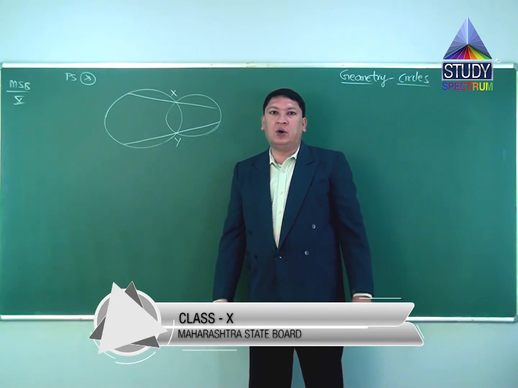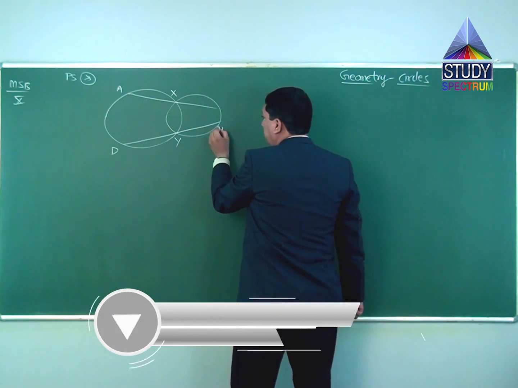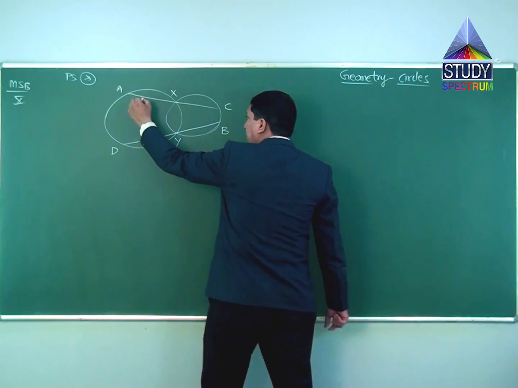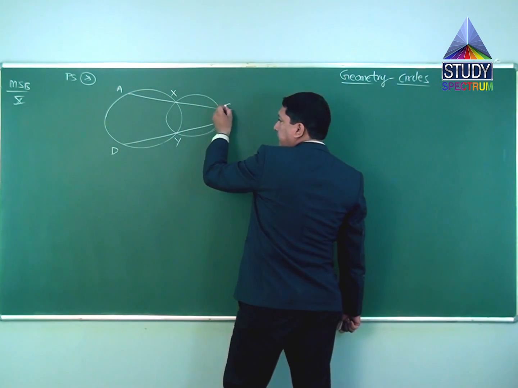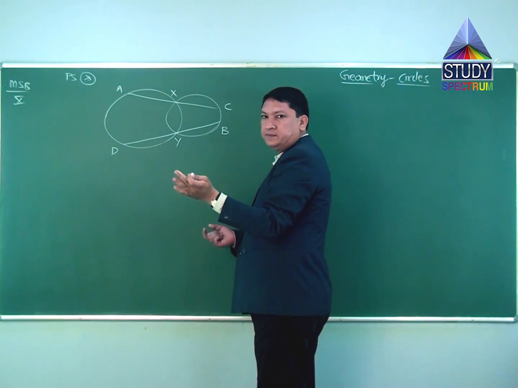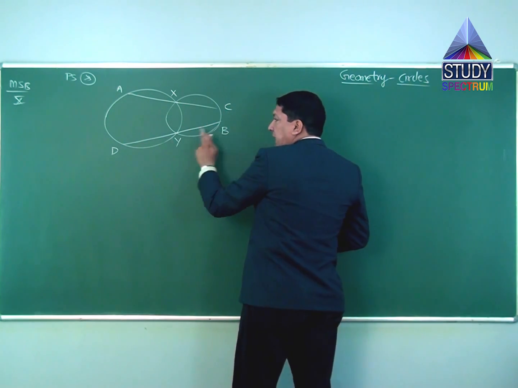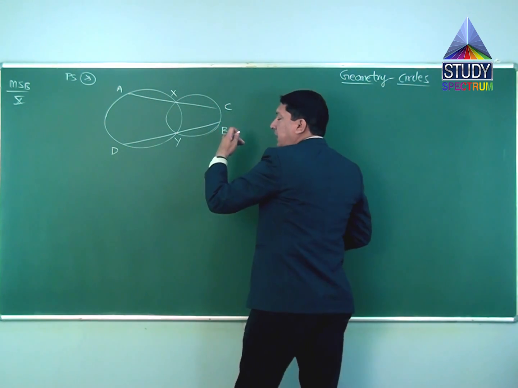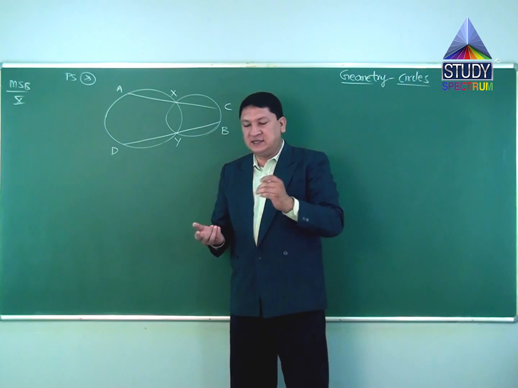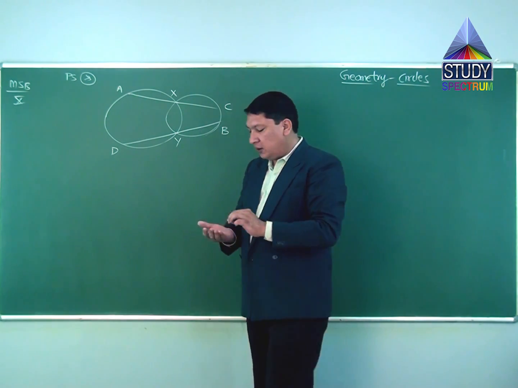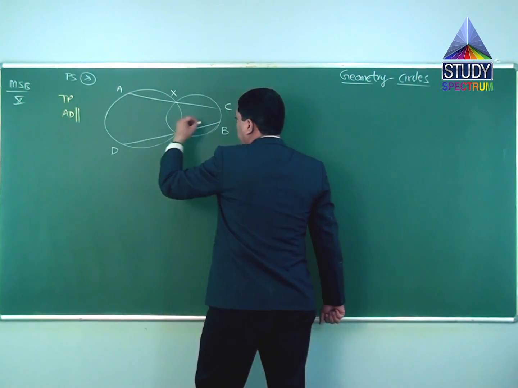The condition is A and B are on opposite sides of line DC. Point A, point B, point B, point C. Points A and B are opposite to line DC. That means if I draw a line DC, A and B are falling on opposite sides. In other words, this cannot be your point B. If this is your point B, this will become line DC, and A and B are lying on the same side. But the condition is that points A and B are lying on opposite sides of line BC. We need to prove AD is parallel to BC.